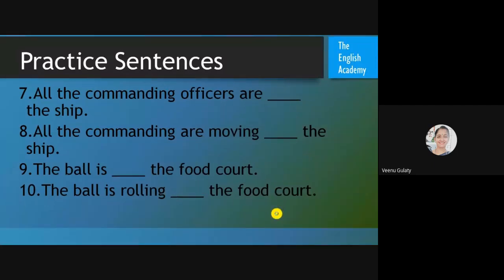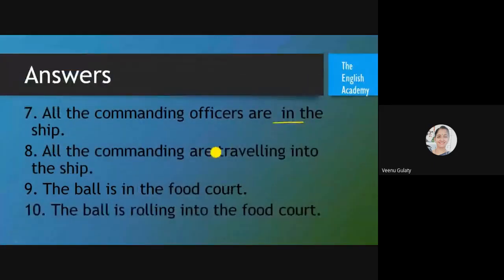Answers. All the commanding officers are in the ship. All the commanding officers are traveling into the ship. The ball is in the food court. The ball is rolling into the food court.